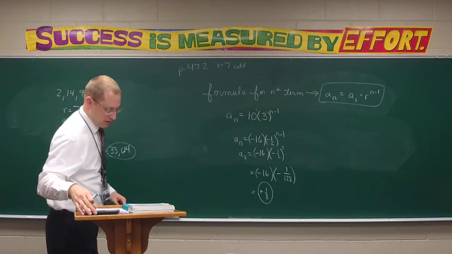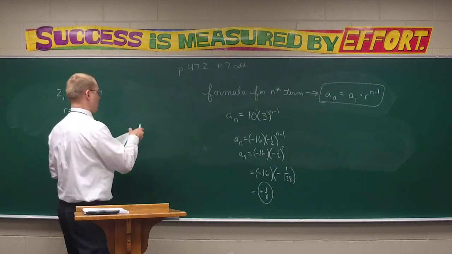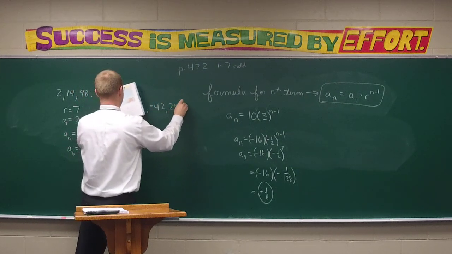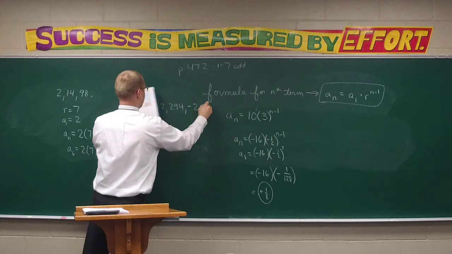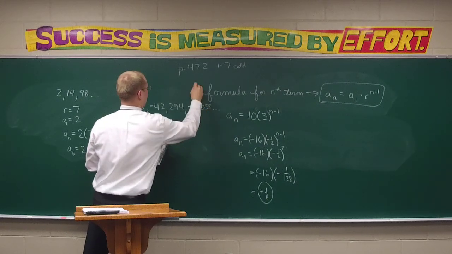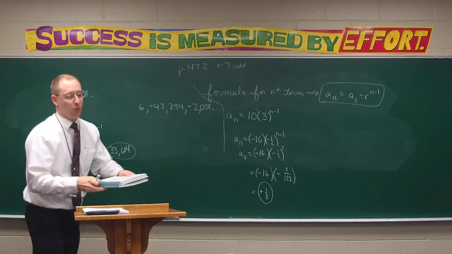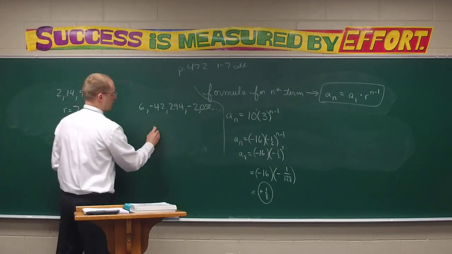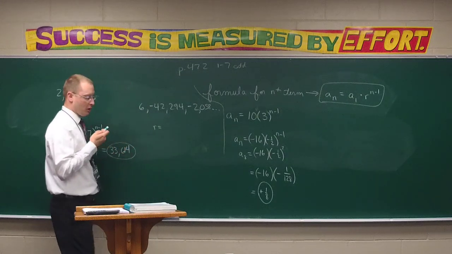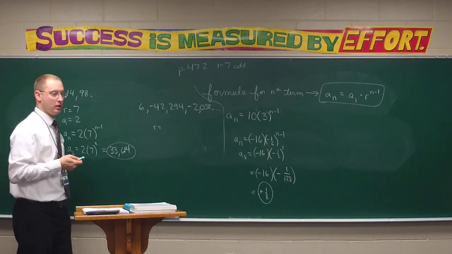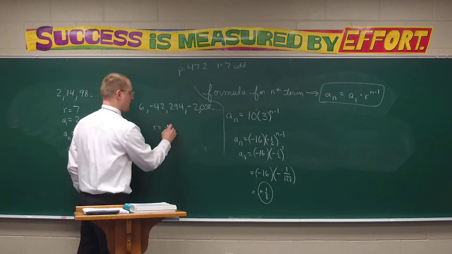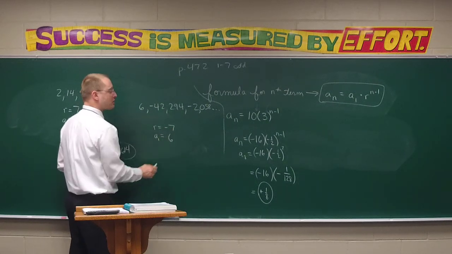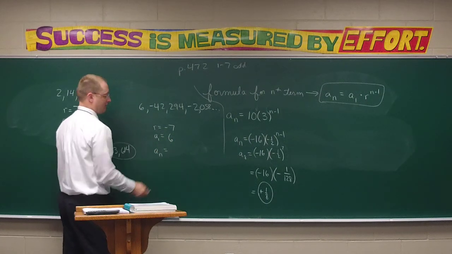All right, let's take a look at number 11. We want the 7th term of the sequence, 6, negative 42, 294, negative 2058. Things are spiraling out of control in a hurry. What's the formula? Well, first of all, what's the common ratio, Genesis? -7. And obviously a sub 1, the first term is 6. So what's the formula for the nth term, a sub n?